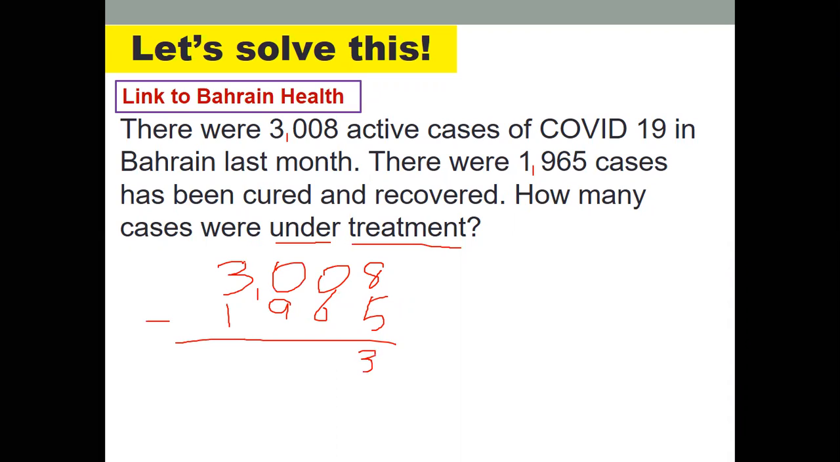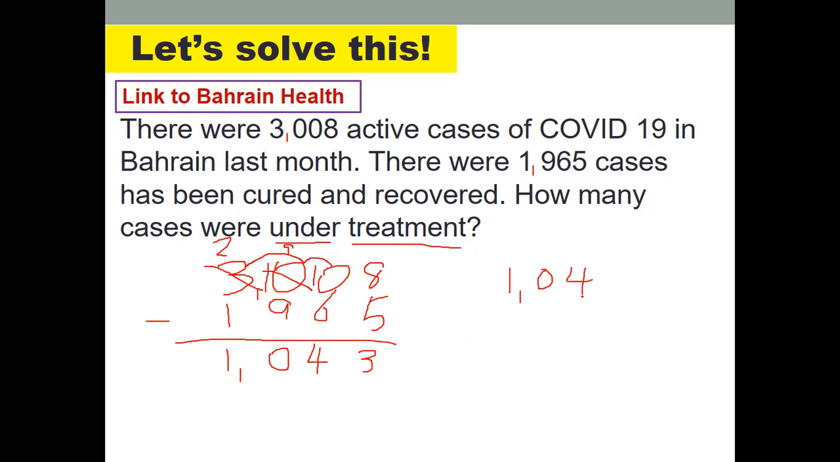0 minus 6, it cannot be. So let's borrow here, it cannot. Then let's go here. So let's cross it out. This will be 2, and this will be 10, and this one will be 9, because this one is borrowing. Okay, so 10 minus 6 is 4. 9 minus 9 is 0. 2 minus 1 is 1. So the difference between 3,008 minus 1,965 is 1,043.